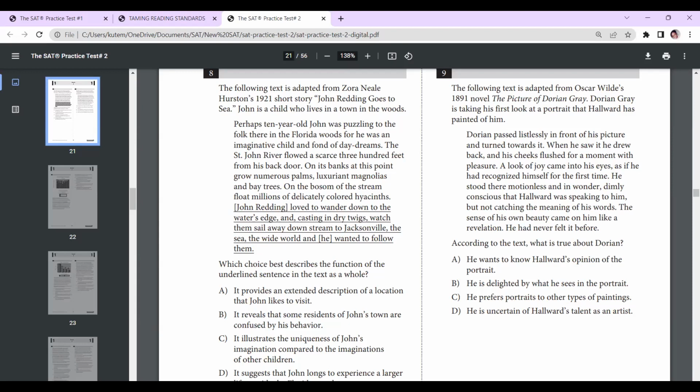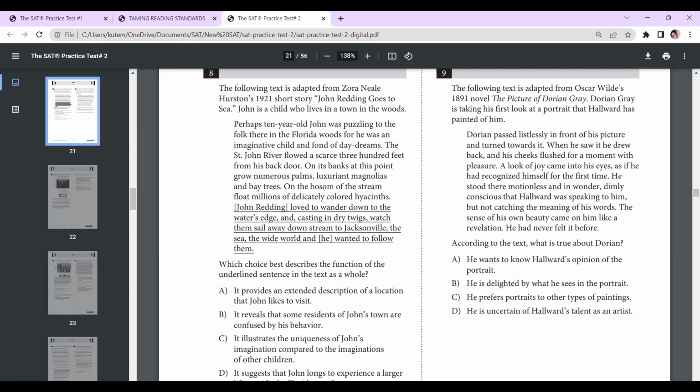On its banks at this point grow numerous palms, luxuriant magnolias, and bay trees. On the bosom of the stream float millions of delicately colored hyacinths. John Redding loved to wander down the water's edge and, casting in dry twigs, watch them sail away downstream to Jacksonville, the sea, the wide world, and he wanted to follow them.